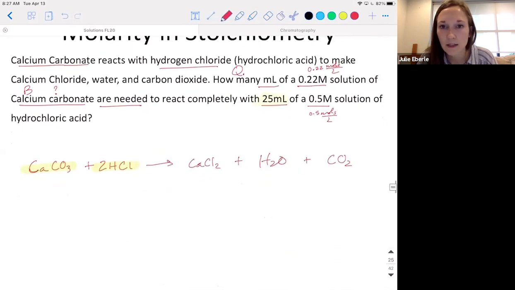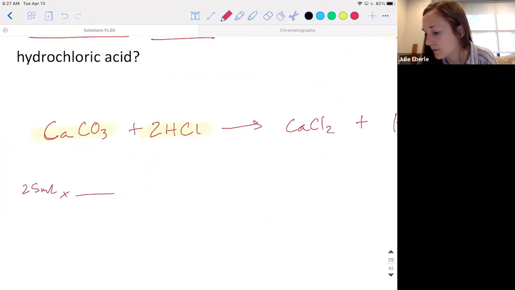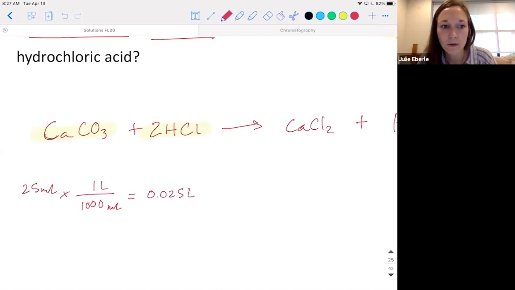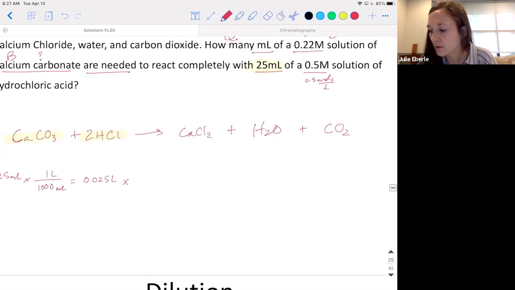But I have to convert that to liters first. So I'm gonna zoom in right down here. 25 milliliters. That's going to give me 0.025 liters. All right, now I can begin my problem. Now this is a 3-step problem. So somebody tell me what I need to do first. What did that diagram say? The first thing, what should I do?